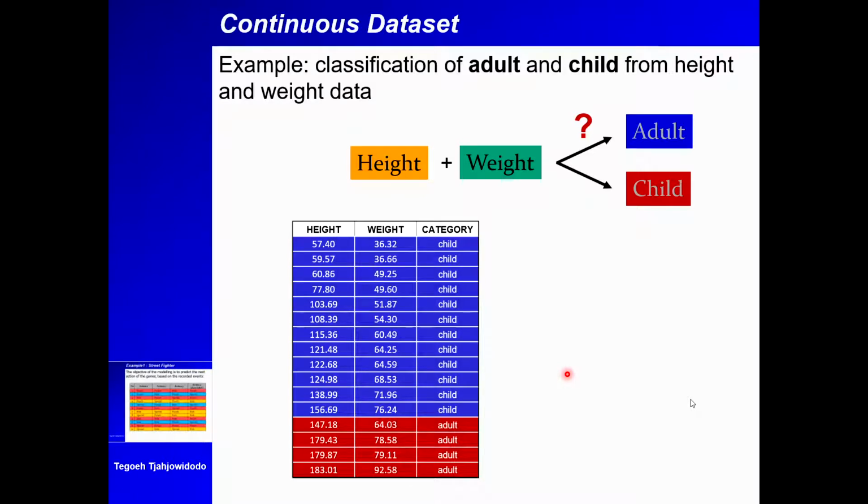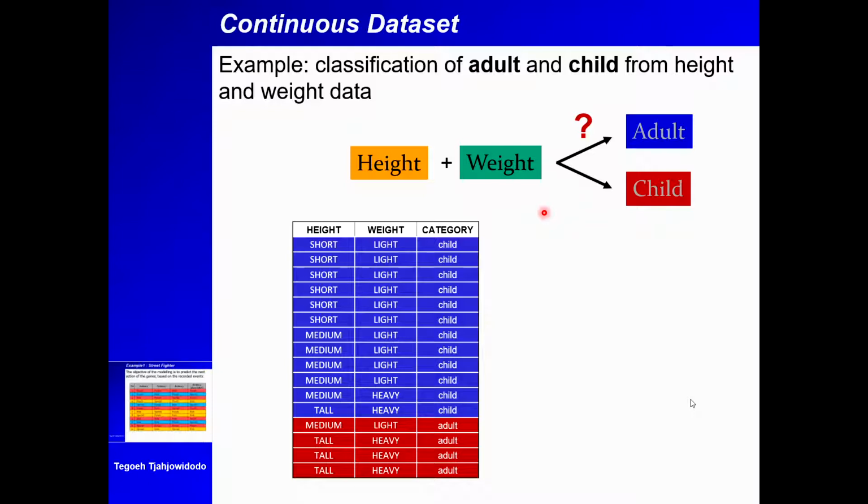But of course, if you have another representation of this data, let's say I can represent this data in this manner, instead of having continuous variables for height and weight, I can represent them as discrete variables. For height, I have three discrete possible values: short, medium, and tall. For weight, I only have two: light and heavy. So in this case, we have a discrete case. If you have this kind of problem, you can solve it the way we solved the Street Fighter problem.